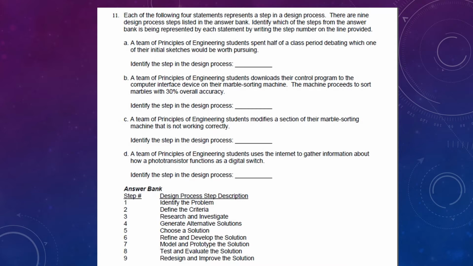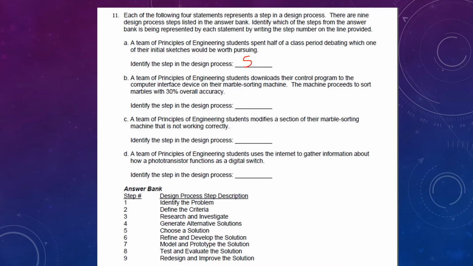Which statements go with the statements below? On page number 6, a team of principals and engineering students spent half the class period debating which of their initial sketches would be worth pursuing. They're actually going through step number 5 of the design process. So step number 5 is choosing a solution.